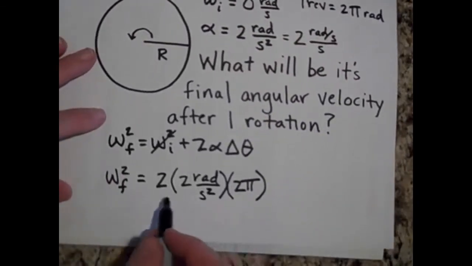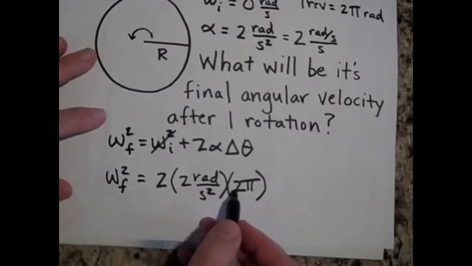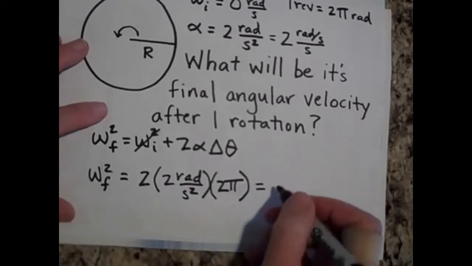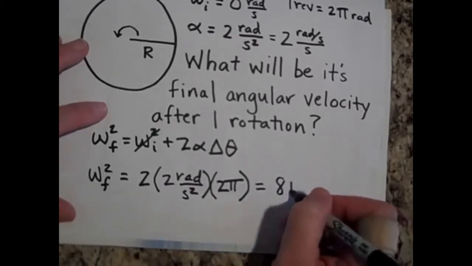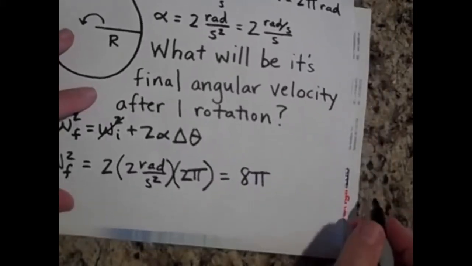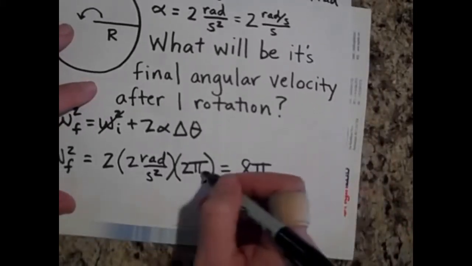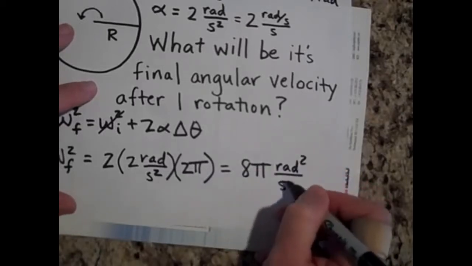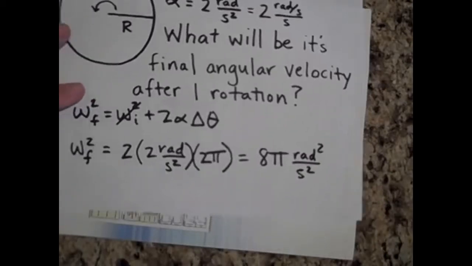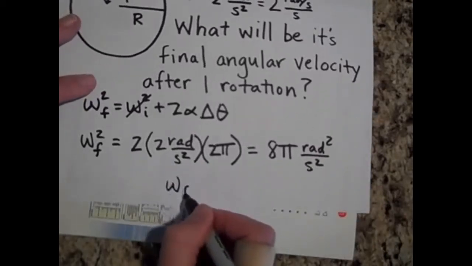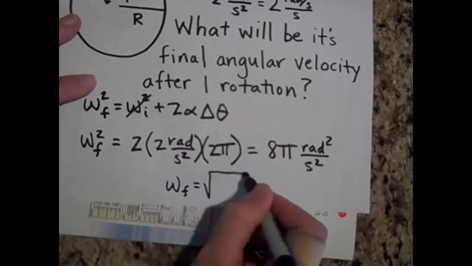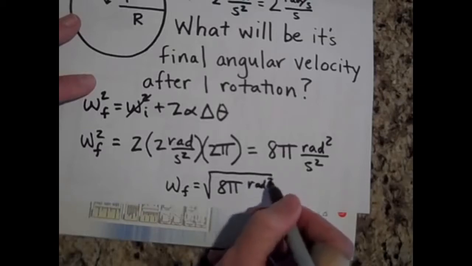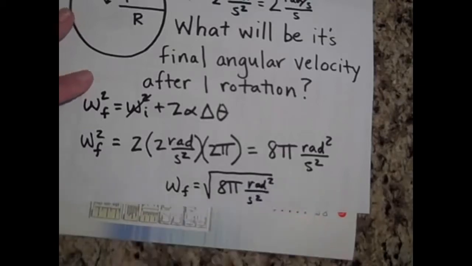Well, I have 2 times 2 times 2 pi, which is 8 pi. Now, what happens to the units? That's going to be 8 pi, and the units are going to be radians. This is in radians, so it's going to be radians squared over second squared. So omega final is the square root of 8 pi radians squared over second squared. See how that works?